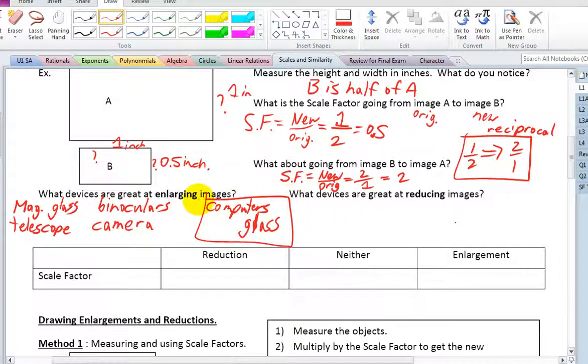Sorry, I said enlarging. I shouldn't have camera there. Camera doesn't enlarge an image. Well, I guess it can if you zoom. Just cross it out. It's better at reducing. And computers, these ones are both. We'll just draw an arrow. There we go. What else are good at reducing images?